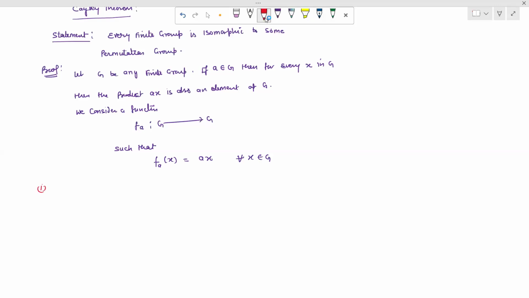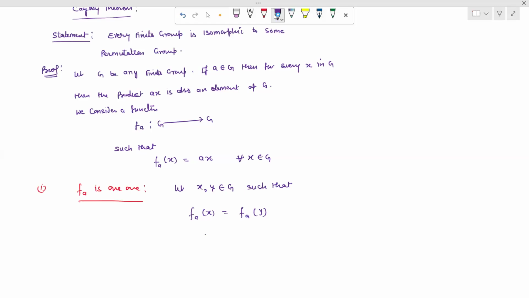So now first we show that f_a is one-one. For showing f_a is one-one, we take two elements. Let x and y be two elements of G, such that f_a(x) is equal to f_a(y). So f_a(x) equal to f_a(y).